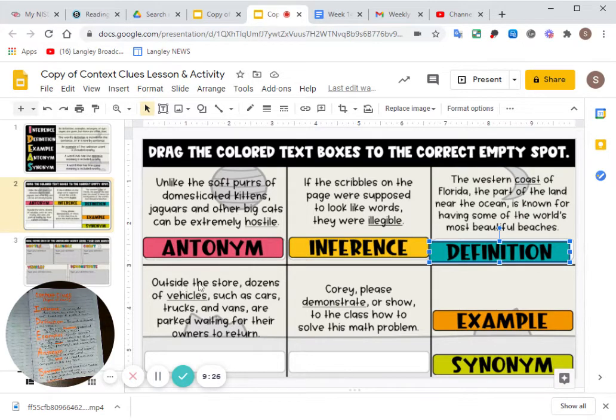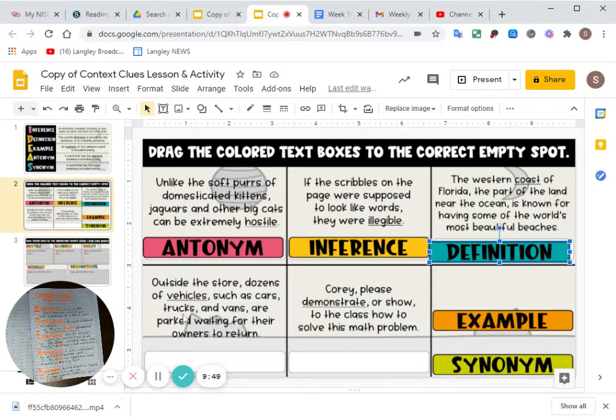Good. All right, let's go to the next one. Outside the store, dozens of vehicles, such as cars, trucks, and vans, are parked waiting for their owners to return. Okay, so our unknown word here is vehicles. Well, we only have example and synonym left. All right, what do we think?